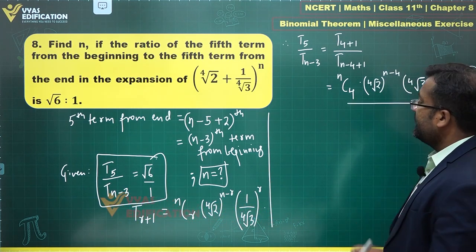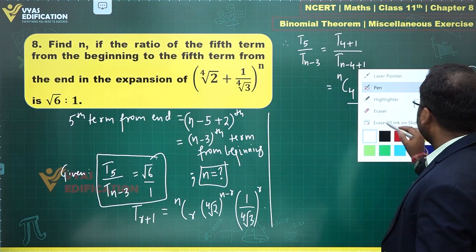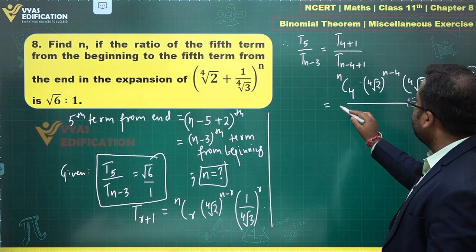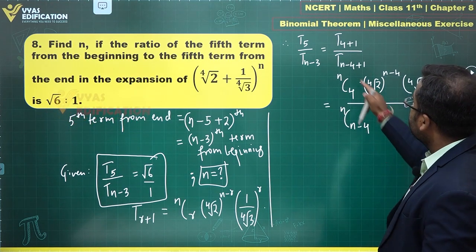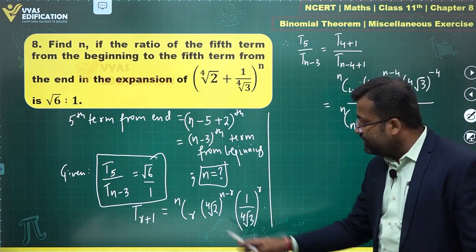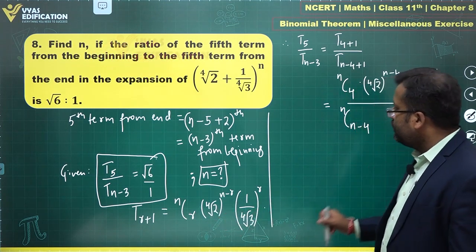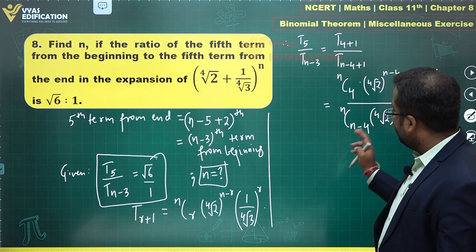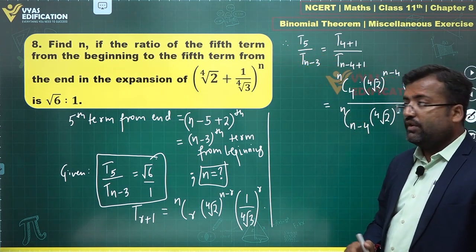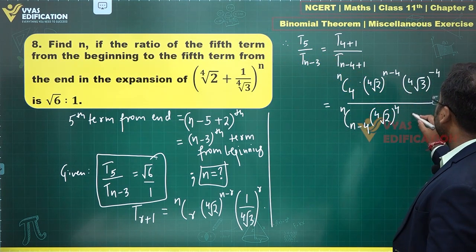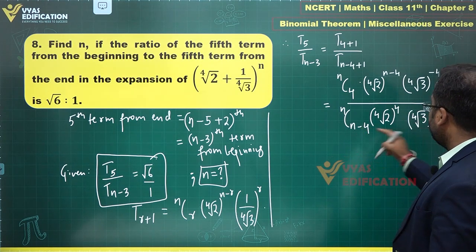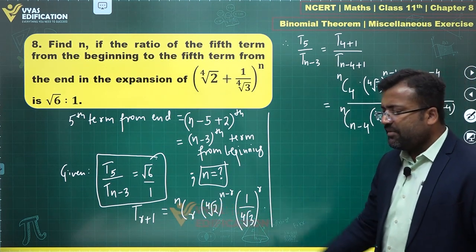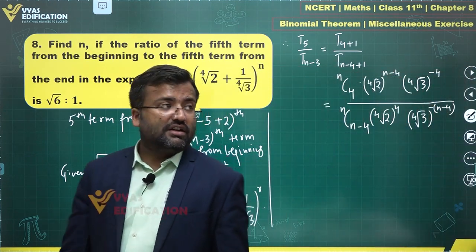And after writing this, the next thing that we'll write is the denominator. The denominator will be equal to NCn minus 4, since r is replaced with n minus 4. Fourth root of 2 power n minus 4. What will that be? Actually 4. And the fourth root of 3 will be raised to power this n minus 4 with a minus, since it was in the denominator, right?